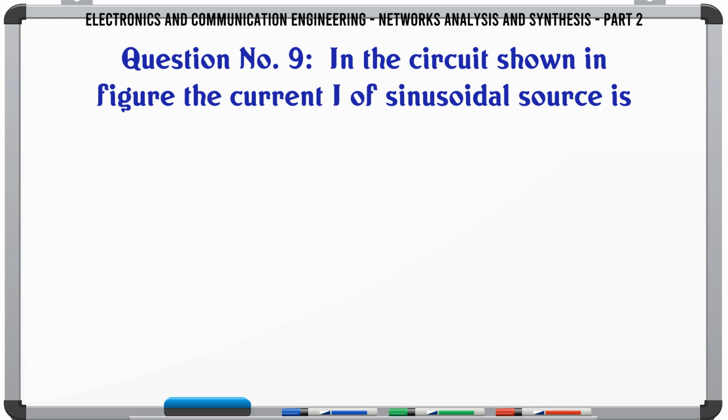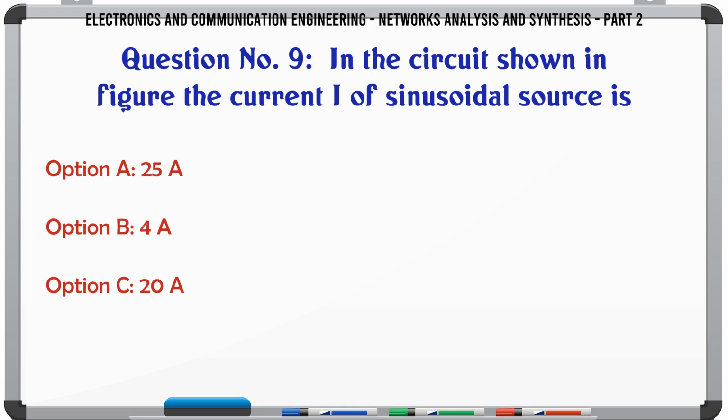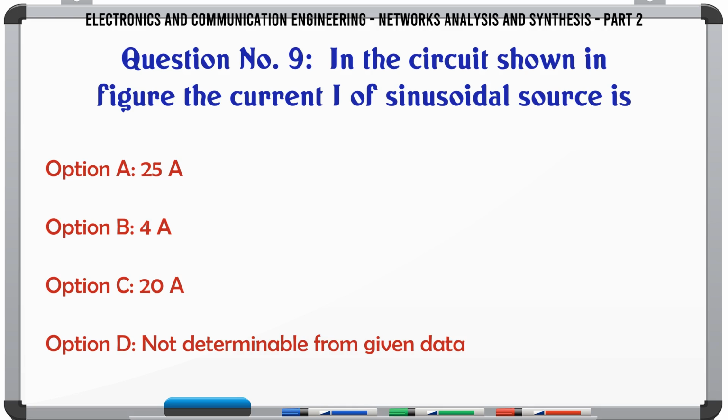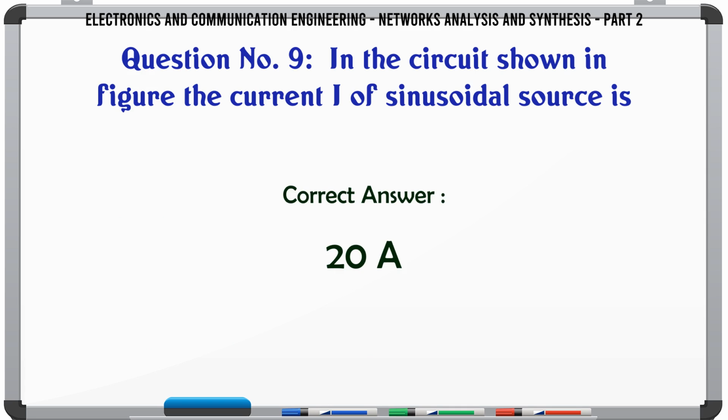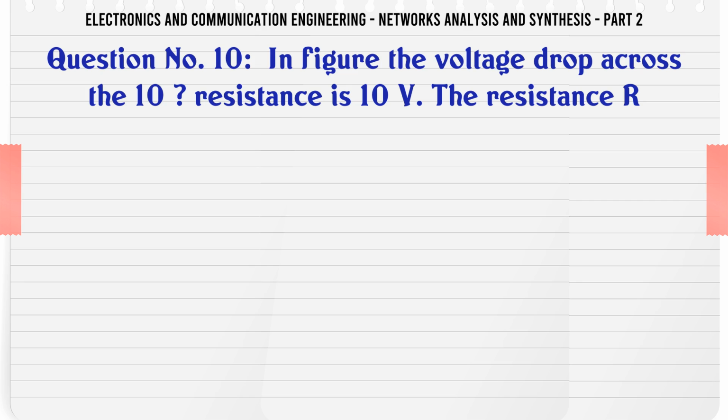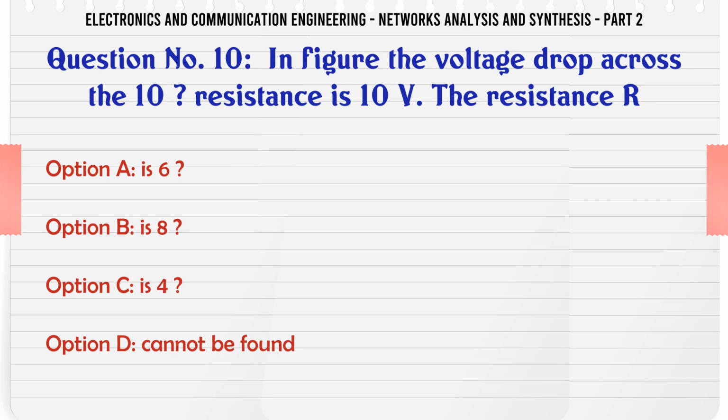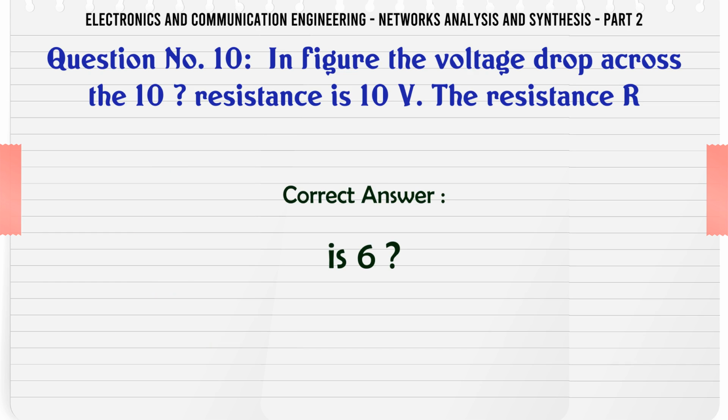In the circuit shown in figure, the current I of the sinusoidal source is A. 25 A, B. 4 A, C. 20 A, D. Not determinable from given data. The correct answer is 20 A. In the figure, the voltage drop across the 10 ohm resistance is 10 V. The resistance R is A. 6, B. 8, C. 4, D. cannot be found. The correct answer is 6.